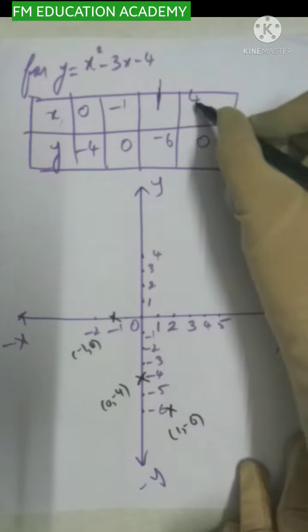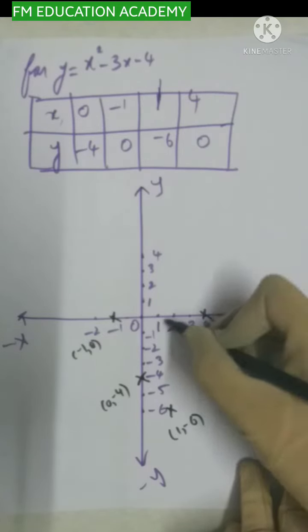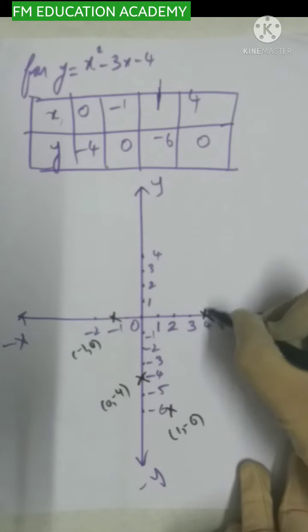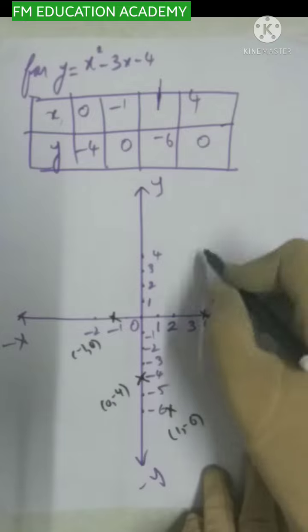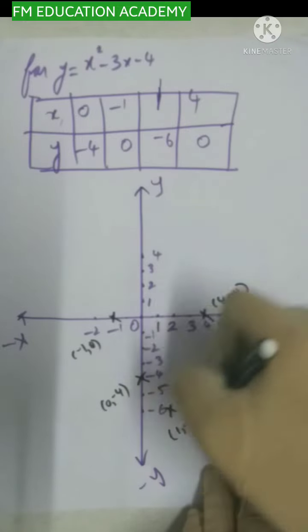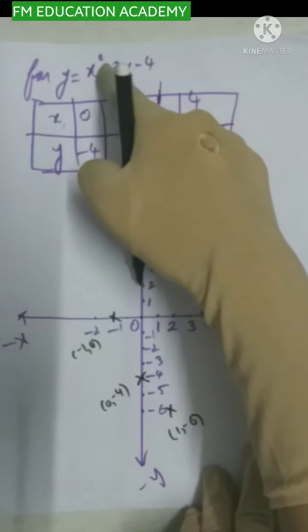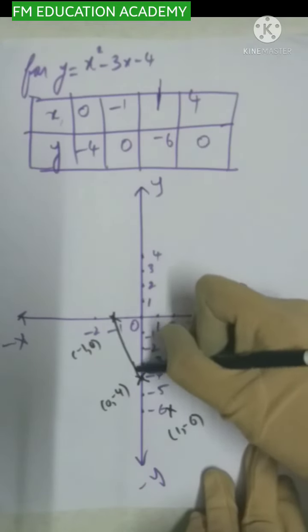Next we have when x is 4, y is 0. X is 4, y is 0 means it lies on the x-axis, 4, comma 0. Now what to do? Join all these points together in such a way that we should get a U-shaped curve. Why should it be a U-shaped curve? Because we know that the degree of the polynomial we have is 2. So join them very carefully.